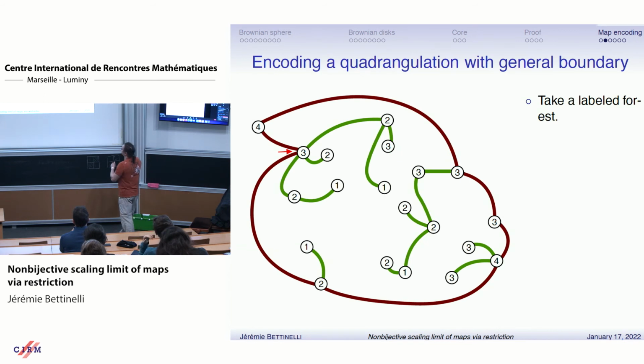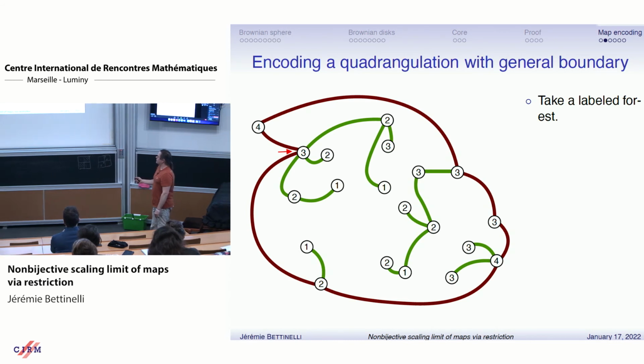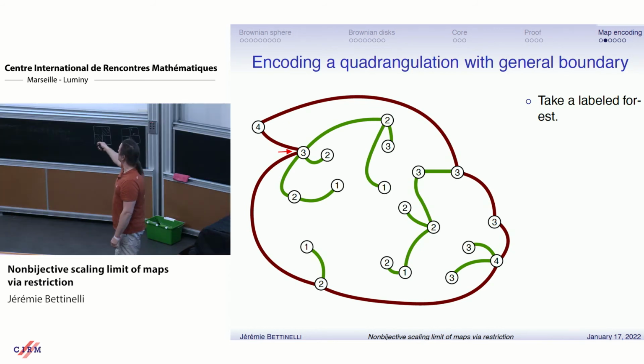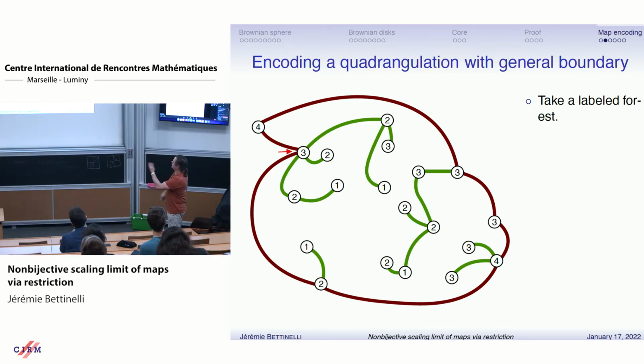So to do this, I use the classical encoding. Let me recall it. A quadrangulation with a boundary will be encoded by a labeled forest. If you don't know what it is, it's a forest, so it means that you have trees. Here I have the first tree. It's drawn like this, but it is a mathematical tree. And you have 2, 3, 4, 5, 6 trees here. And on the vertices of your trees, you have labels that should satisfy some constraints.